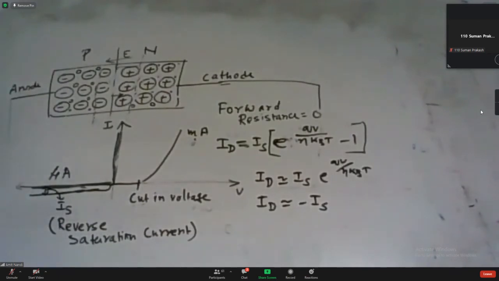So these are called the practical characteristics curve of a diode. This is the VI characteristics curve of a practical diode.